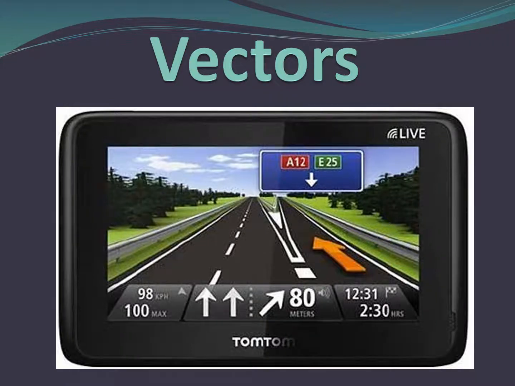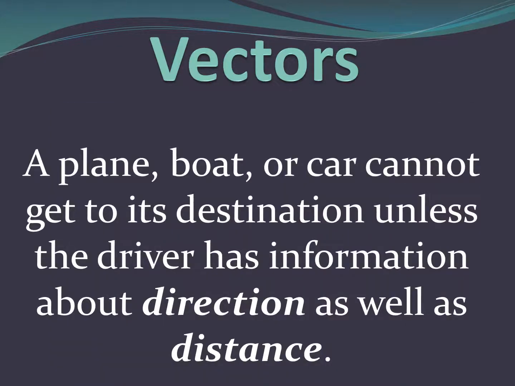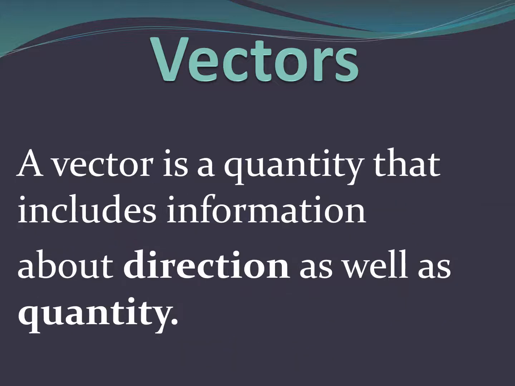Alright guys, today we're going to be talking about vectors, and we see vectors all the time, especially, for example, in this picture of a GPS. We see an arrow and we see it's going somewhere. So a plane, a boat, or a car cannot go to its destination unless we have direction and distance. So a vector quantity is just that.